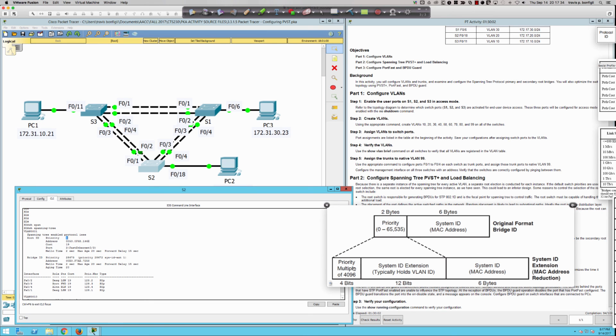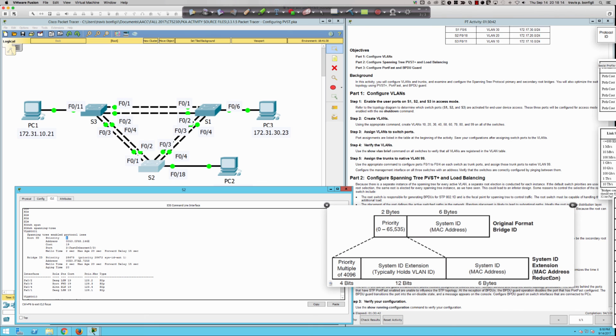So what they did was they took the high order, the leftmost 4 bits over here, and said, those are going to be the priority bits, and we only need 4, and we'll do it in multiples of 4096, because we're not using all 16 bits. And 12 bits, because we've got 0 to 4095, so 4096 possible values, of which 1 to 4094 are usable. So we've got these 12 bits here. Those are going to represent the VLAN. So it's called MAC address reduction, right?